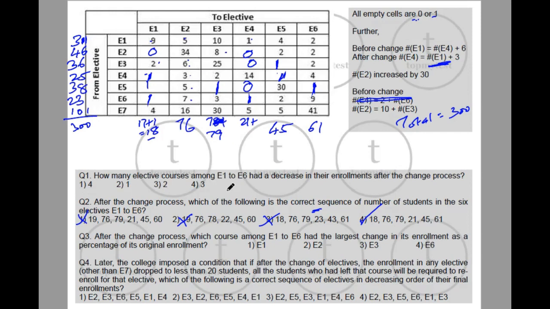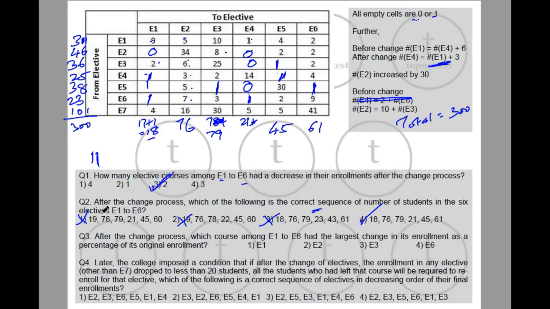How many elective courses from E1 to E6 had a decrease in enrollments? How many had decrease? Okay, from 31 it has become 18. So that is 1 decrease. 46 to 36 it's an increase. 36 to 79 it's an increase. 25 to, this is exactly 21. So that is 2 decreases. 38 to 45 it's an increase. 23 to 61 is also an increase. So 2 courses saw a decrease in enrollments.